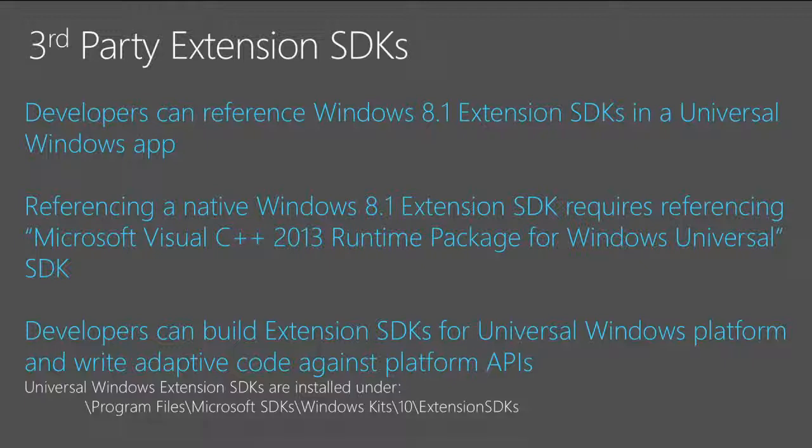Developers can, at this point in RC, build your own extension SDKs for Universal Windows Platform and write adaptive code inside it. So theoretically, you can have a single extension SDK that has device-specific behaviors, and you can ship that to your customers. All extension SDKs have to be installed to the location on the screen. It won't work otherwise because we won't be able to find those SDKs.